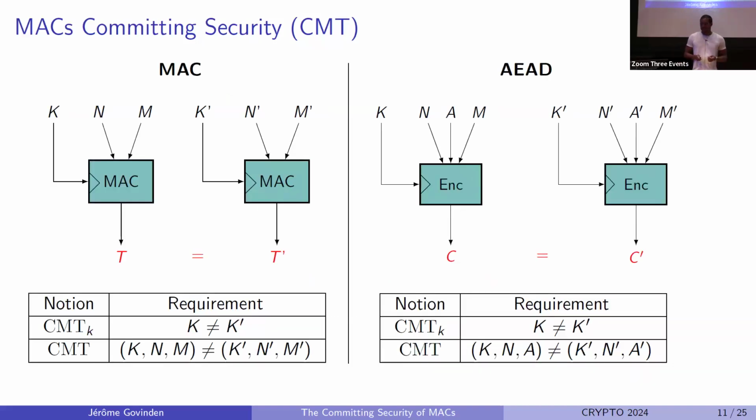Similar notions exist for AEAD, where the AEAD now has an extra input, which is A for the associated data. And instead of a tag T, it returns a ciphertext C, which contains an encryption of the message M. Then key commitment is defined similarly as the key being different, whereas context commitment, the second one, CMT, is a bit different. It doesn't require the whole tuples of inputs to be different. It requires only the first three elements to be different. And this is a notion that was introduced by Bellare and Hoang, and is also called CMT-1 or CMT-3.